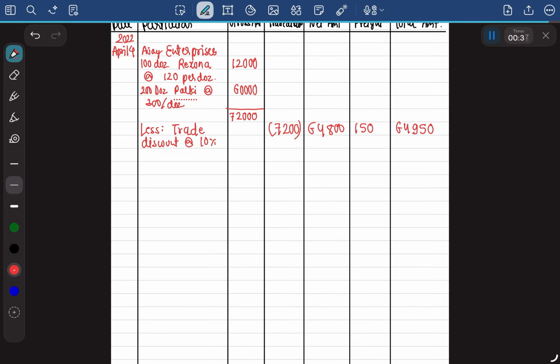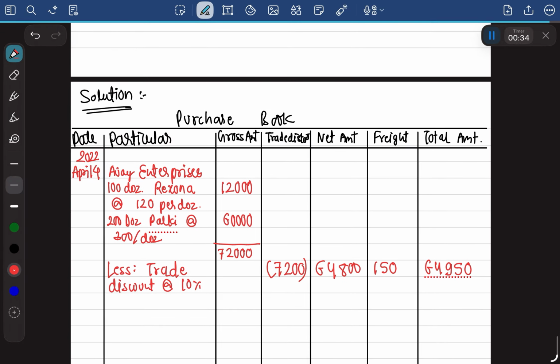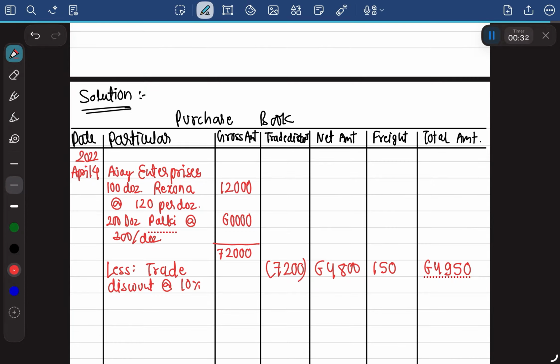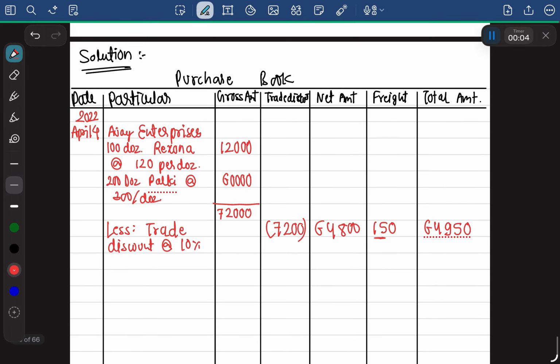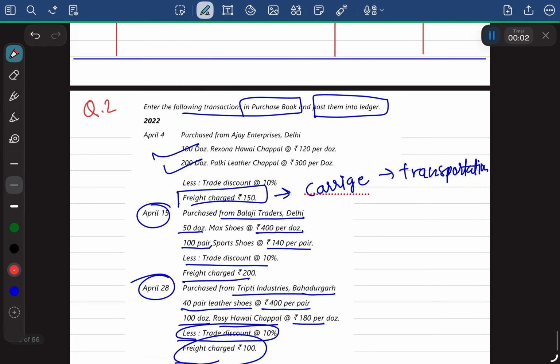I add freight here because transportation charges, all transactions that happen after the goods leave the seller's gate, like freight, transportation charges, loading charges and anything else, will be added to the purchase amount. That's why after trade discount we add it here. Understand? And now we solve the next one.